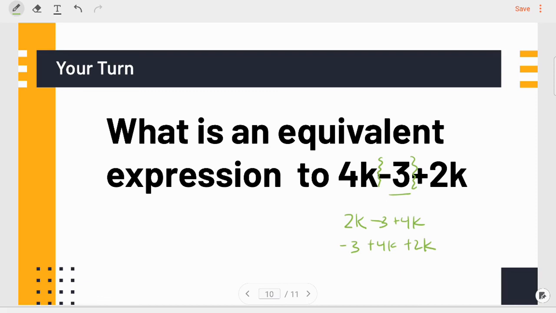Or it is also equivalent to combine like terms. So if I combine like terms, this has a k and this has a k. And I would want to combine together 4k and 2k, which is going to give me a grand total of 6k's. And nothing can be combined with that -3, so I leave it separate. And that would be my final answer.